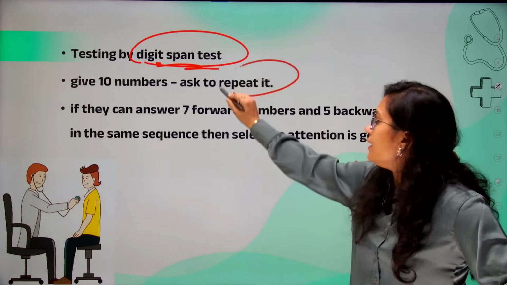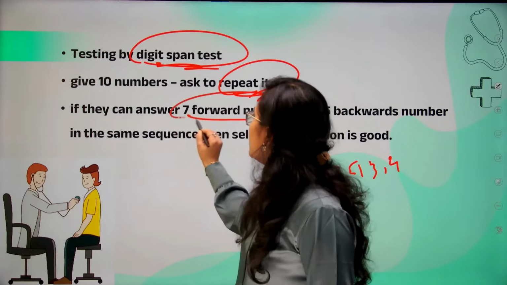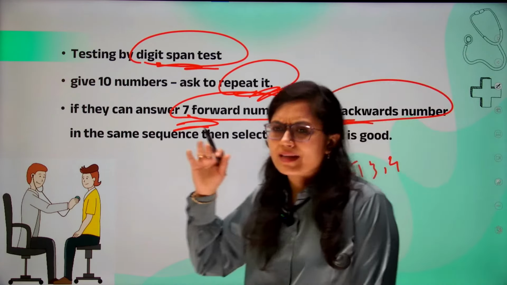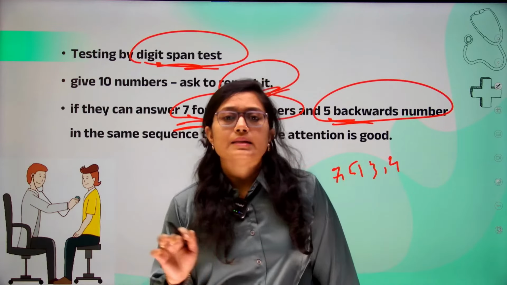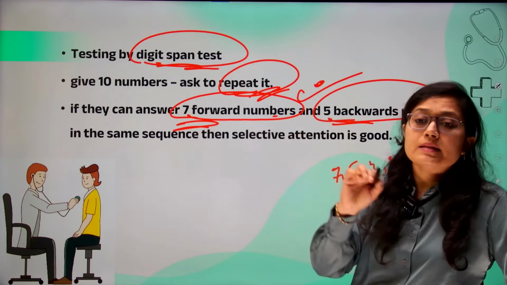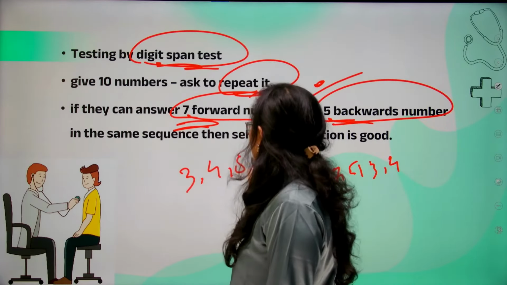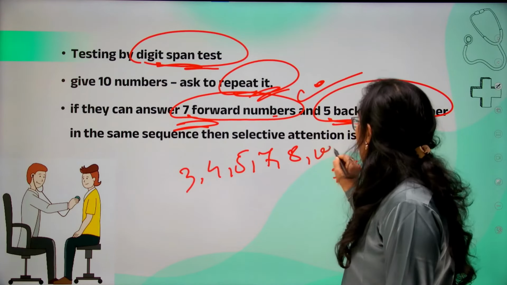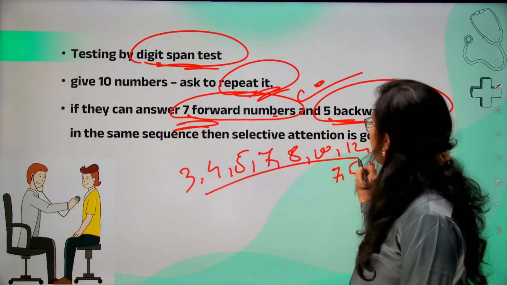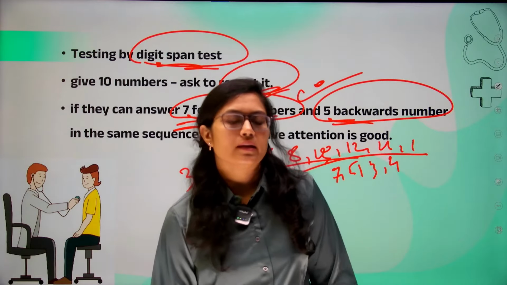When we give these 10 numbers, we need to ask the patient to repeat them. Once the patient is repeating, if the patient can answer 7 forward numbers, remember this, 7 forward numbers and a minimum or maximum of 5 backward numbers, then that is considered that the patient's attention is good or better. Fine. In the same sequence. Fine. If I tell the patient कि patient को repeat करना है 3, 4, 5, 7, 8, 10, 12, 11 and 1. Fine. If the patient responds well with these 7 forward and 5 backward numbers, then we can consider that the patient's selective attention is good.